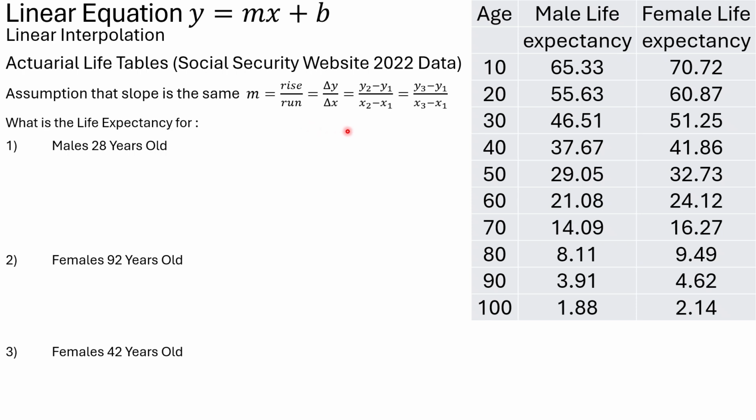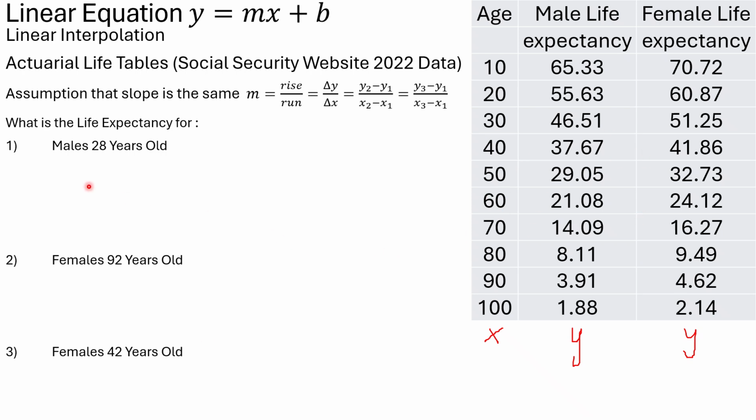Now, remember, we can use either age or life expectancy as our x or y. It really doesn't matter. For this example, I am using age as my x component and y as the percentage of life expectancy. All right, so let's take a look at some of these questions. If you feel comfortable with linear interpolation and you want to try it on your own, go ahead. Two separate columns, right? Male or female, and the question is just specifically to use those specific ones.